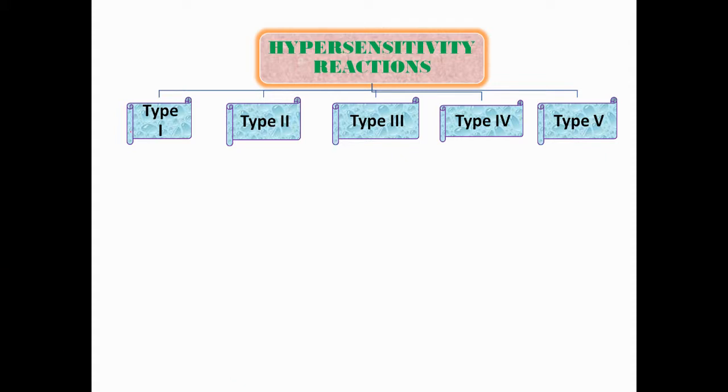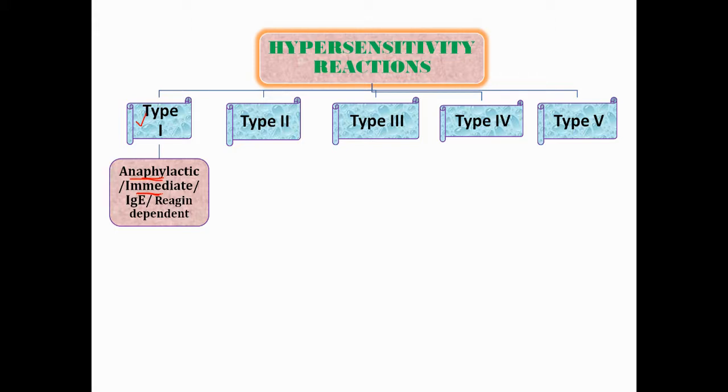If you go with type 1, the rows below represent the synonyms for the type reactions. If you look at the first one, type 1 hypersensitivity reaction is also known as anaphylactic or immediate, which means it shows an immediate reaction. And what type of clinical reaction does it show? It shows anaphylaxis. Hence it is known as anaphylactic.